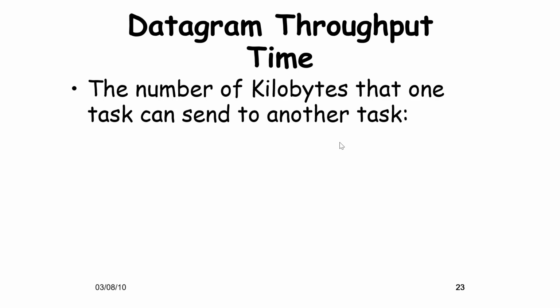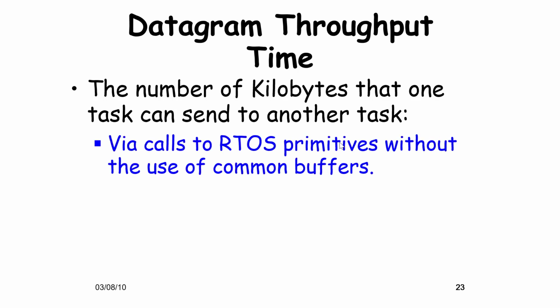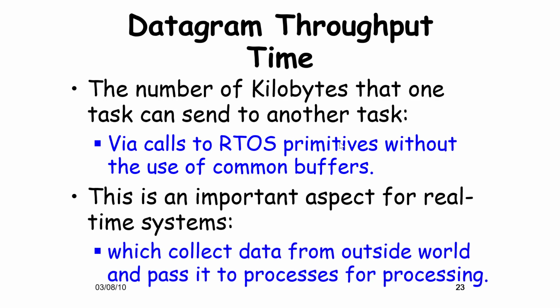Datagram throughput time is the number of kilobytes that one task can send to another task, right? So it is the rate, actually. This measures the efficacy of all the common buffers in the kernel, which are used to transfer data between two real-time tasks. Also, this could indicate the time that goes in processing messages from the outside world and passing them to processes for processing, right? So this would also indicate the time that goes in the network stack.